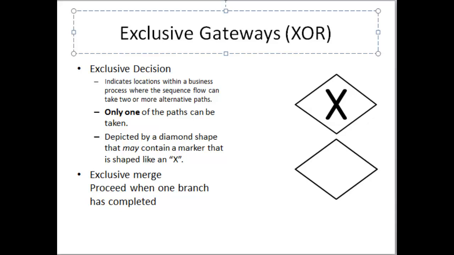The exclusive decision indicates locations within a business process where the sequence flow can take two or more alternative paths. Only one of the paths can actually be taken. The symbol is depicted by a diamond shape that may contain a marker that is shaped like an X. The exclusive merge would proceed when one branch has completed.